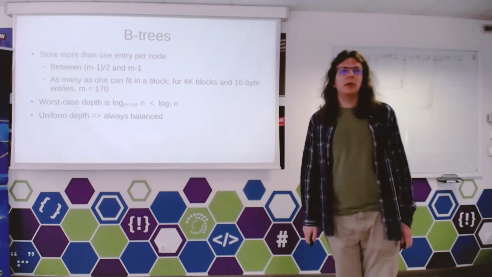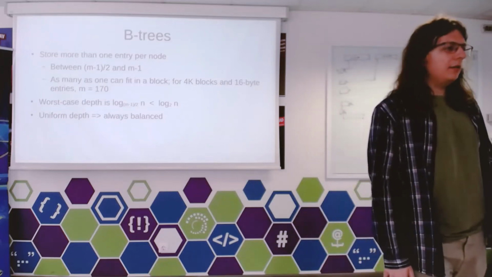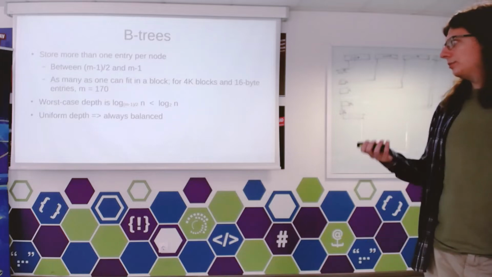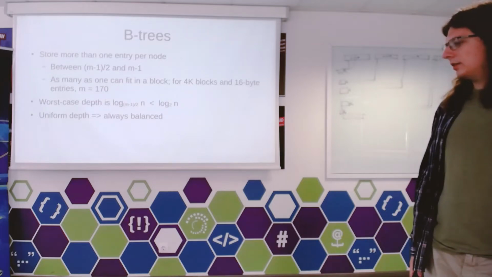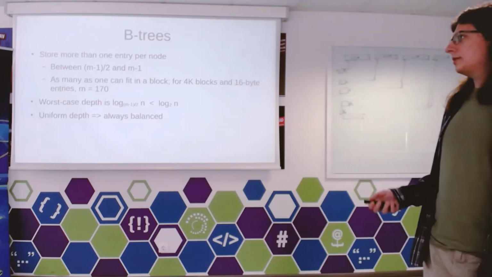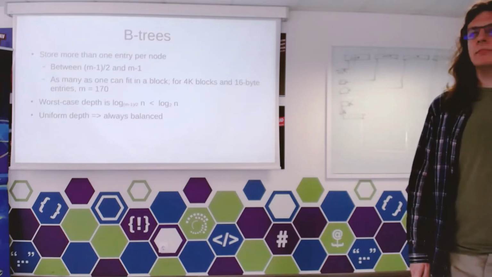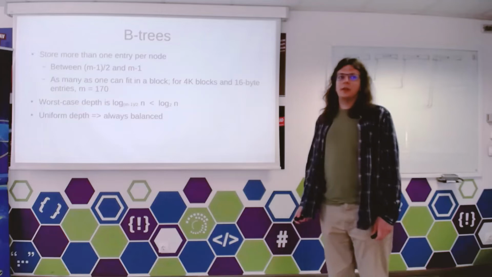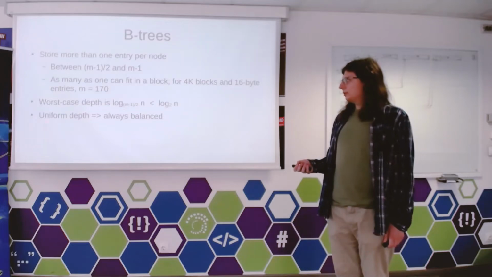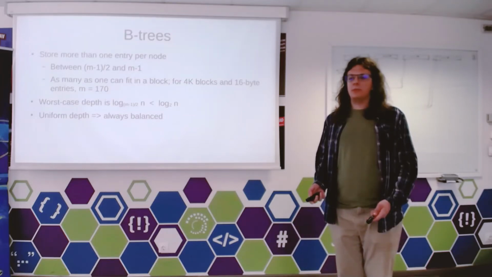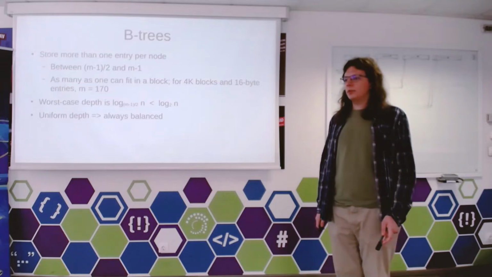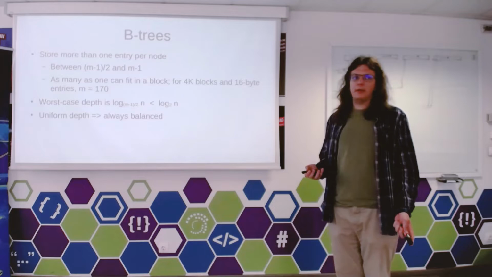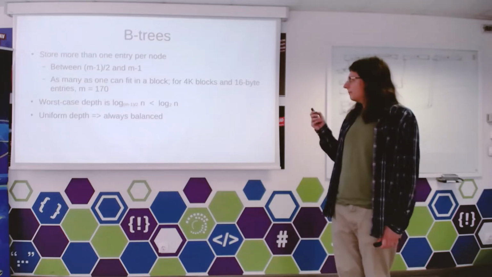So, for example, if you have a trillion elements, log base 2 would be 40, but log base 100 would be 6. And these trees also have a nice property that they are always uniform depth. We'll see how and why that's the case, but every path from the root will have the same length, so they are automatically always balanced.